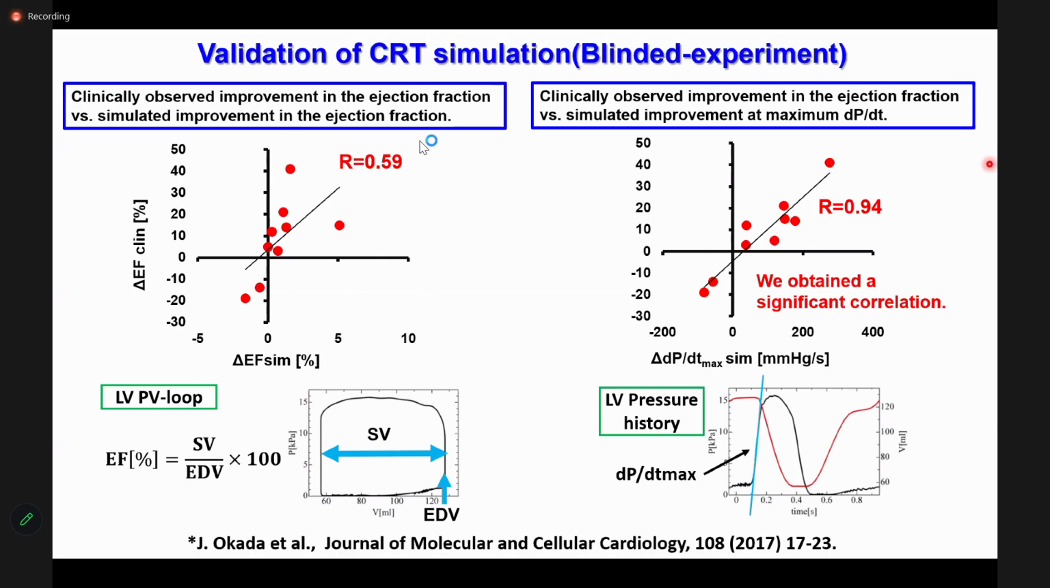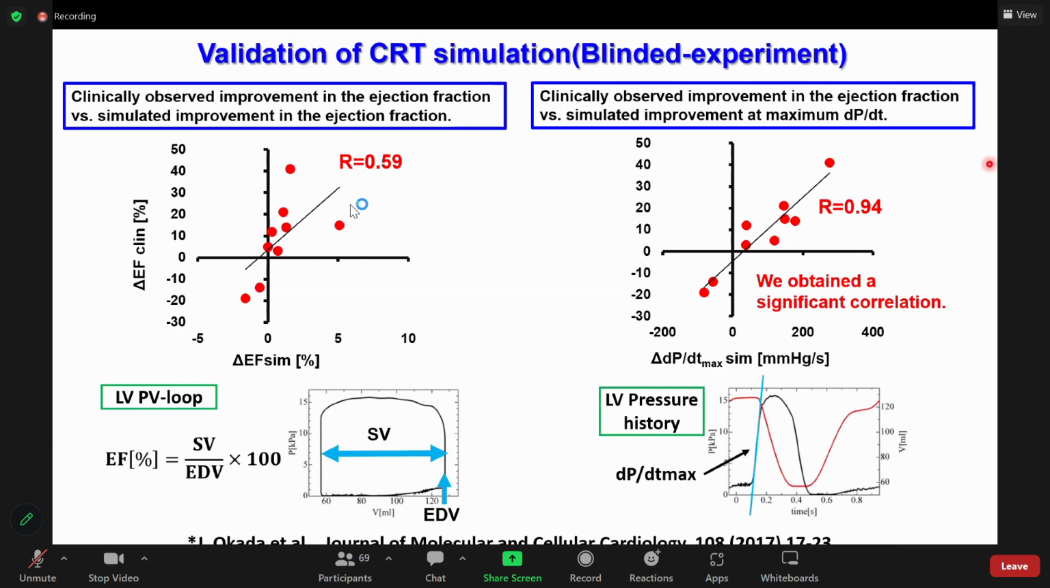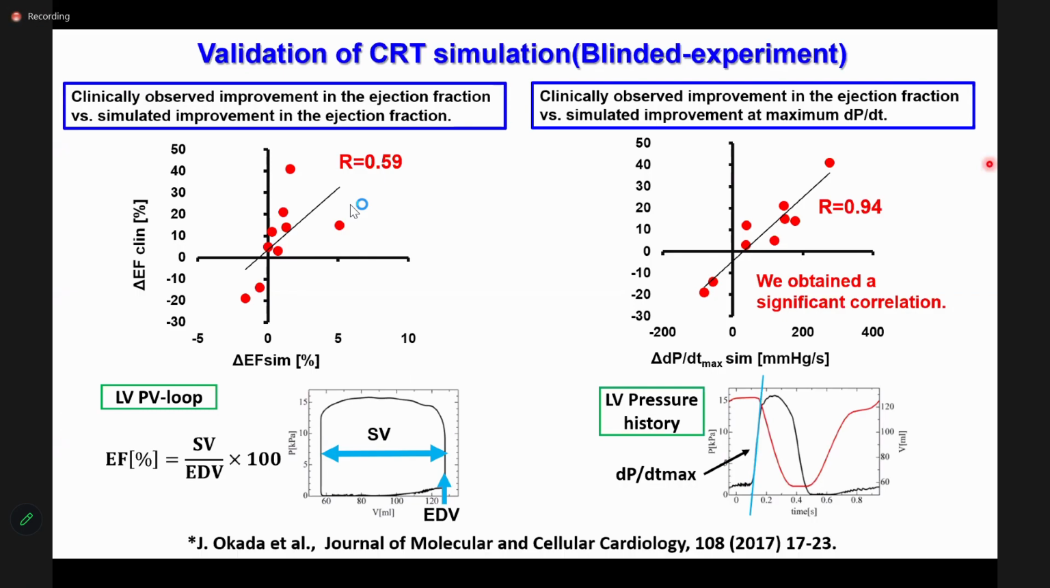On your left, the horizontal axis is the simulated improvement in the ejection fraction at maximum dp/dt. In this case, we obtain a significant correlation, as in this figure. The maximum dp/dt is the maximum value of the time derivative of pressure histories in the left ventricle.